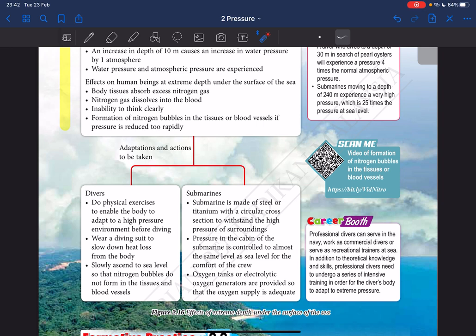And submarine too. Submarine must be made of steel, strong material to withstand high pressure of the surroundings. And also the pressure of the cabin is controlled to be almost the same as sea level, so that there is comfort in the submarine. And the rest, you can see it for yourself.